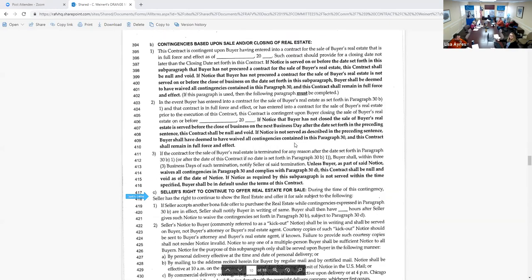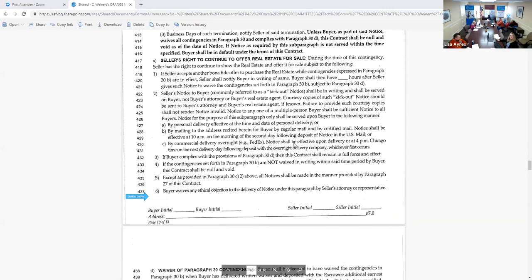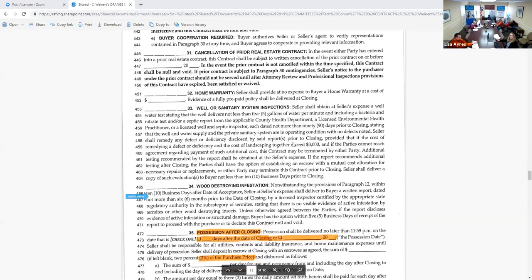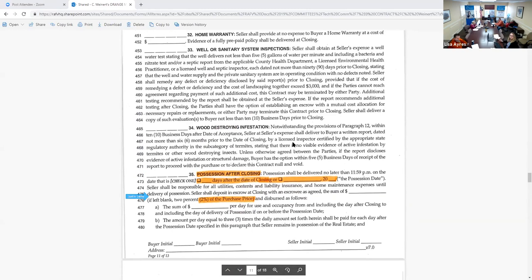No changes on page 10. Flying right along. Moving to page 11.